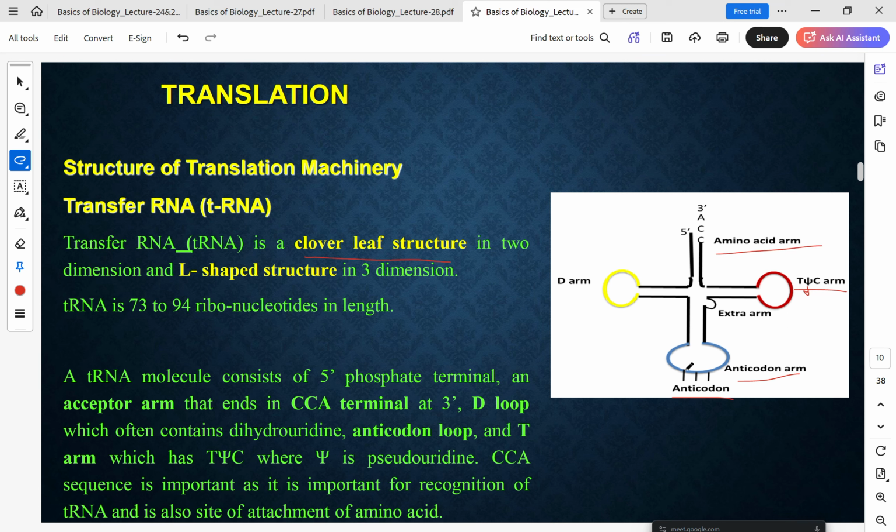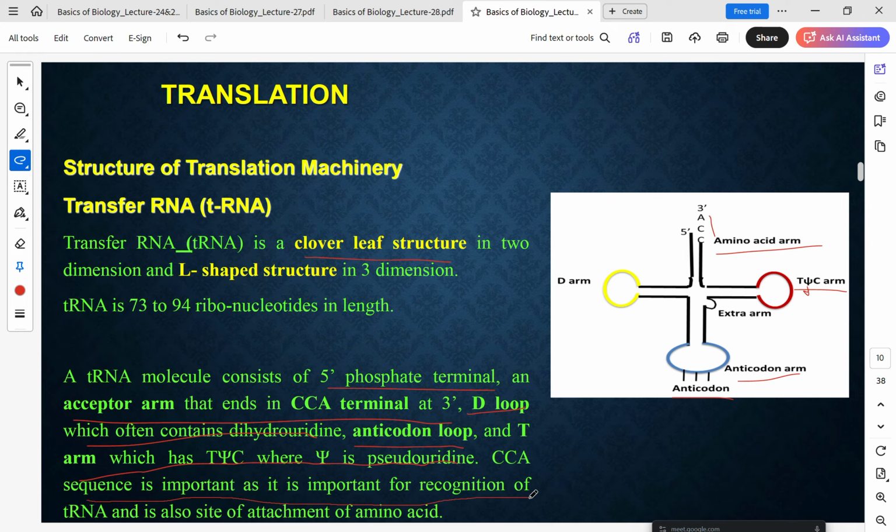The anticodon arm contains the anticodon sequence, which is going to recognize the codon sequence. The amino acid arm catches the different amino acids, depending on the anticodon, which can be added during the translation process. So there is a 5'-phosphate terminal here, an acceptor arm that ends in CCA terminal at 3'. Here is the D loop, which contains dihydrouridine, the anticodon loop, and the T arm which has T psi C, where psi is the pseudouridine.